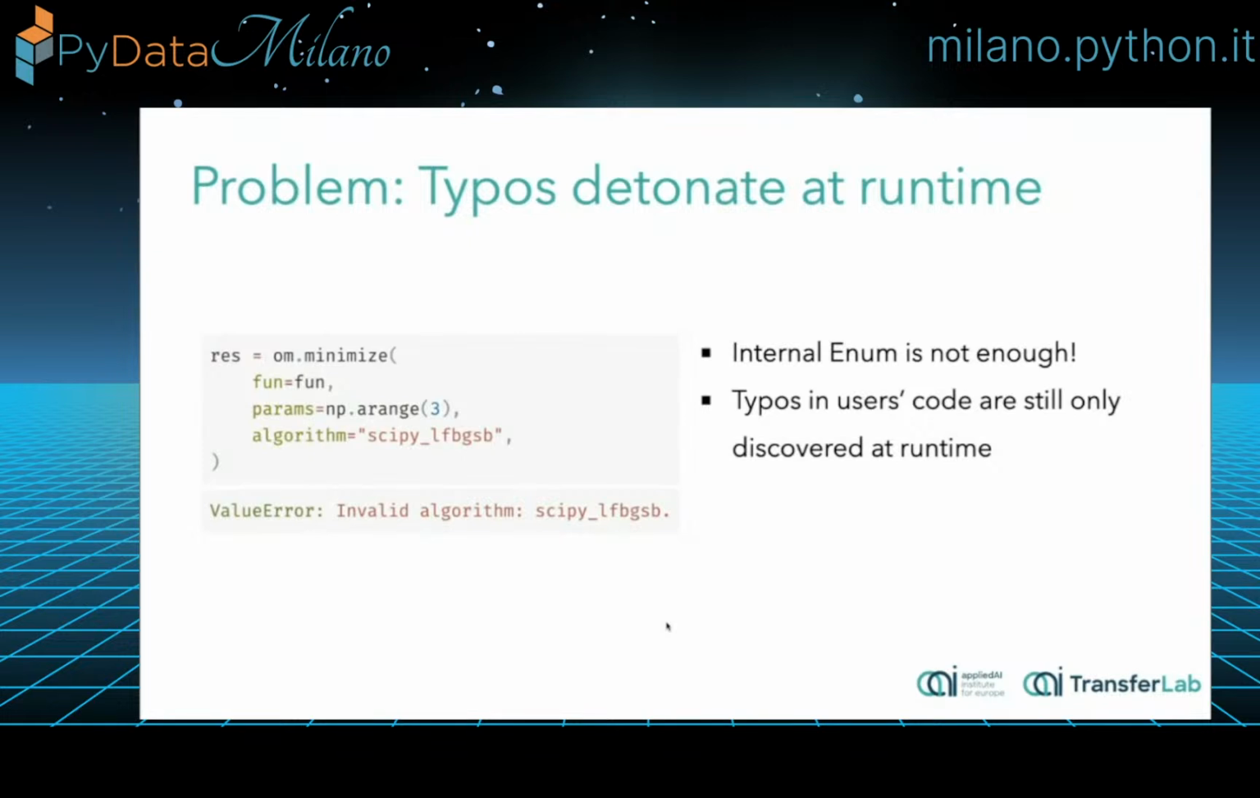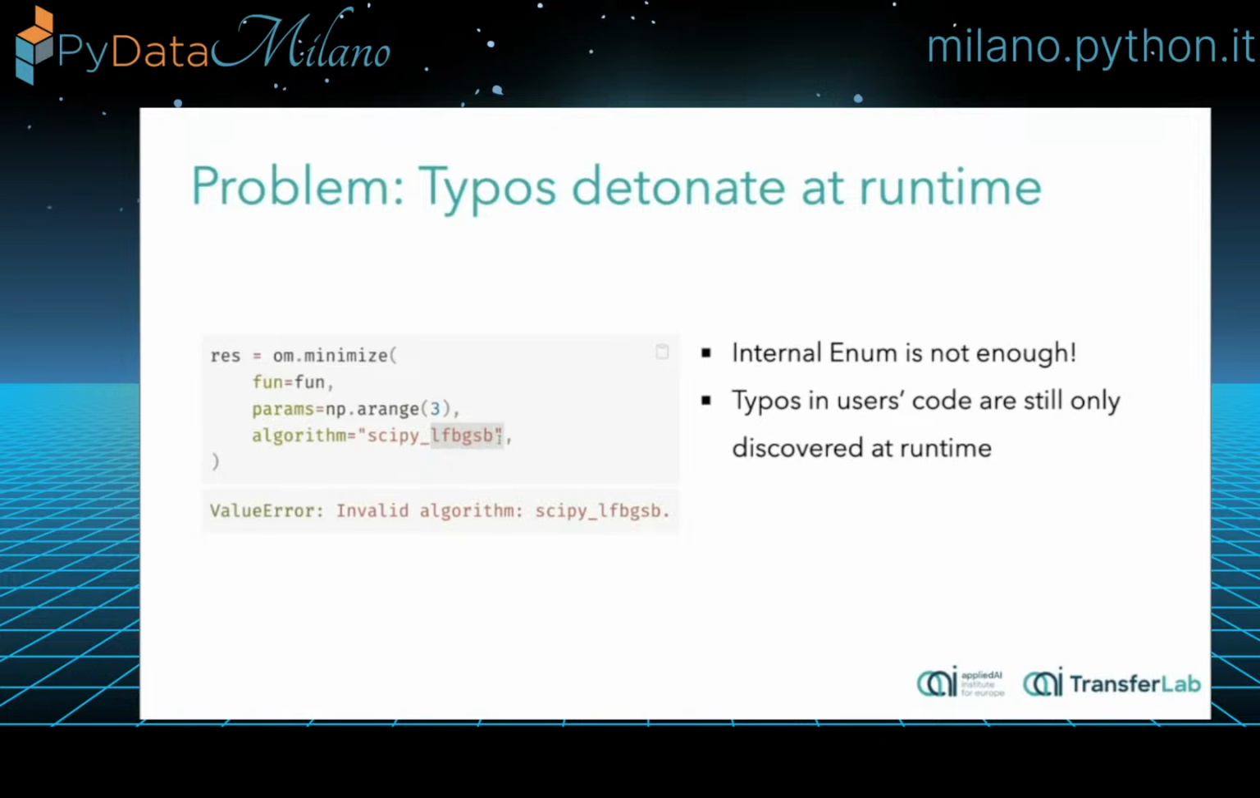But we still have this problem that the typo from the user side detonates at runtime. Like we would ideally like to have that early. Assume you run multiple optimizations, and in the third one you have a typo. It's very annoying if this crashes your code.